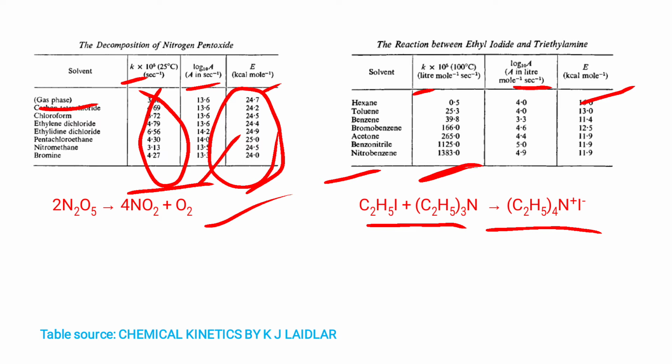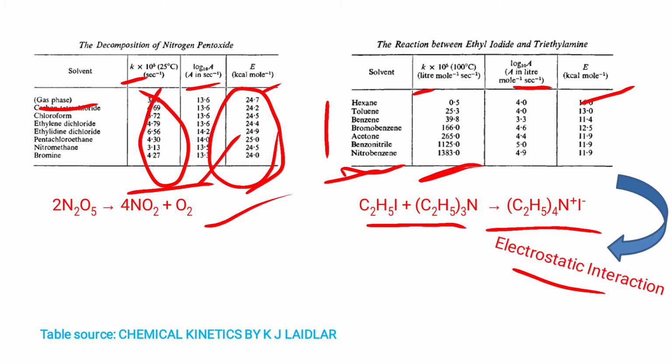We can see that they interact, and this interaction is electrostatic. Why? Because as we go down from hexane to toluene to benzene to nitrobenzene, the polarity of the medium increases. Polarity means the dipole moment increases, that is, the dielectric constant increases. As the dipole moment or polarity increases, the electrostatic interaction between the solute and solvent molecules also increases. So we can say that the main culprit is the electrostatic interaction. These electrostatic interactions play a key role in the change in k, A and E.